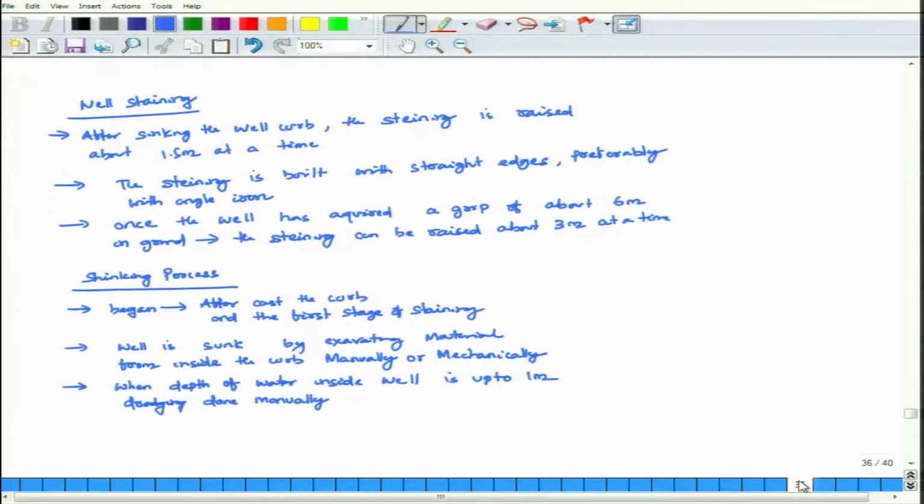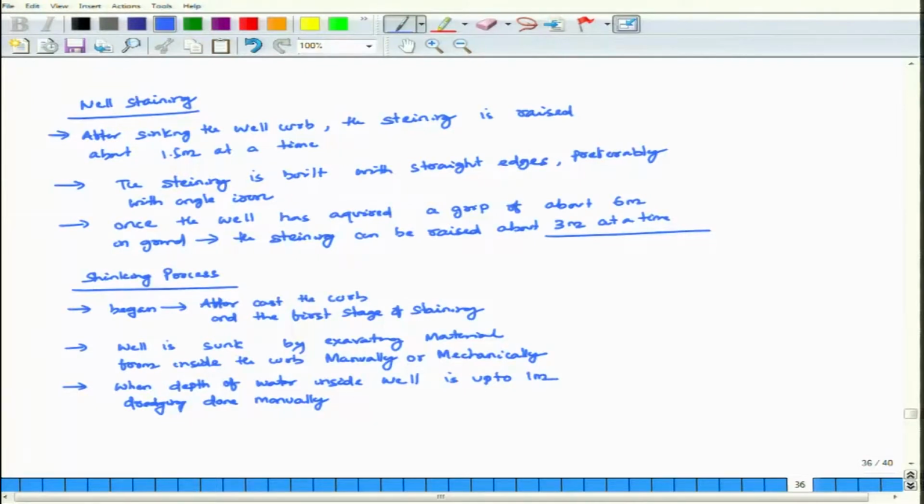Once sinking the well curb has happened and it achieves a grip length of about 6 meter in the ground, the steining can be raised about 3 meter at a time. First you take 1.5 meter, then once it goes inside your 6 meter below the water level, you can start at 3 meter, 3 meter, 3 meter intervals.